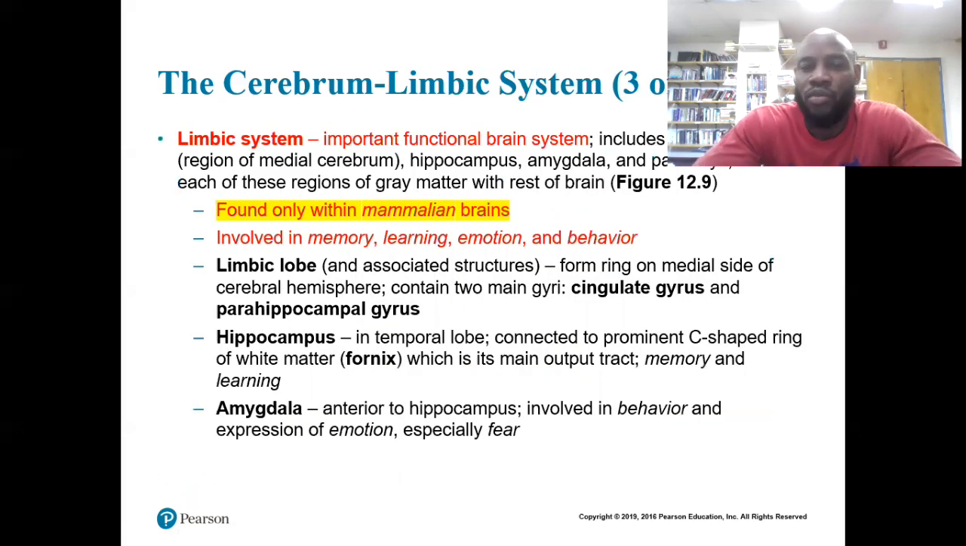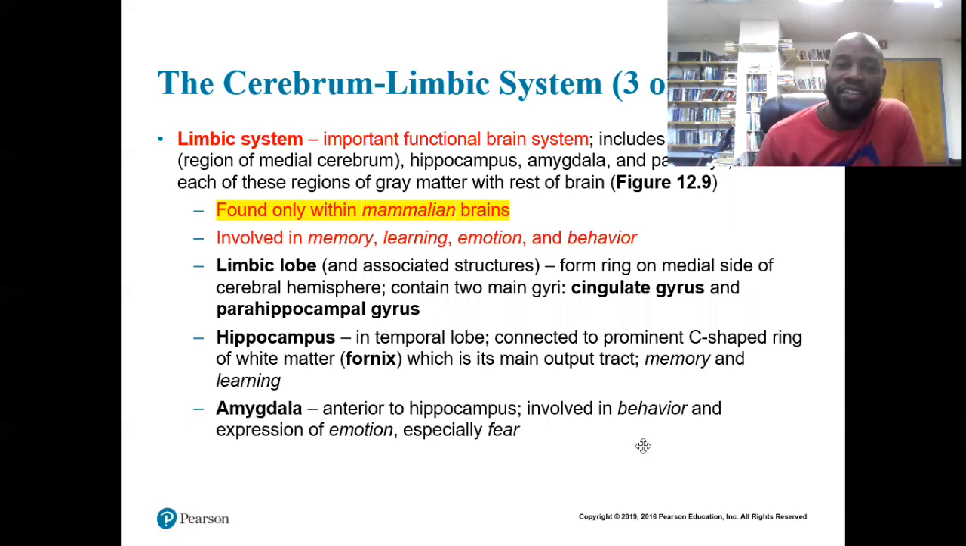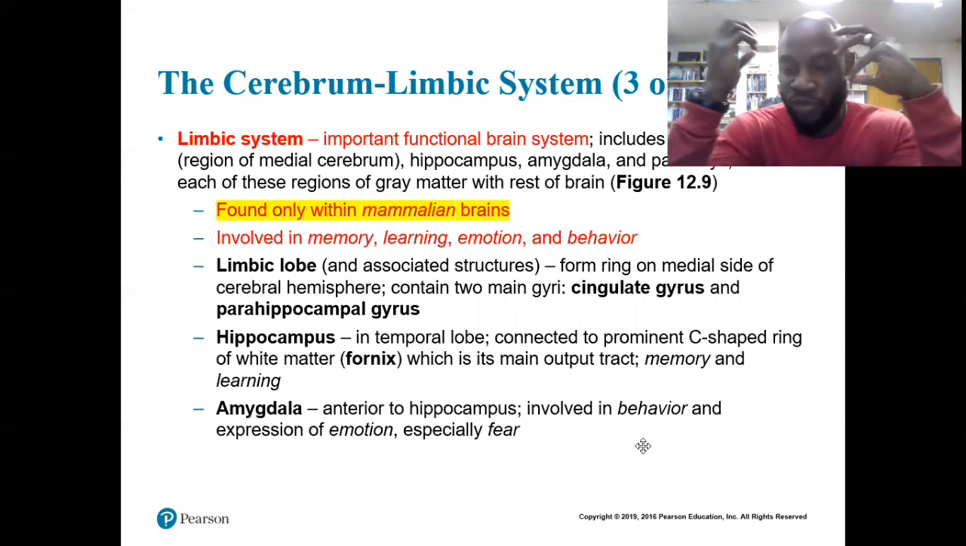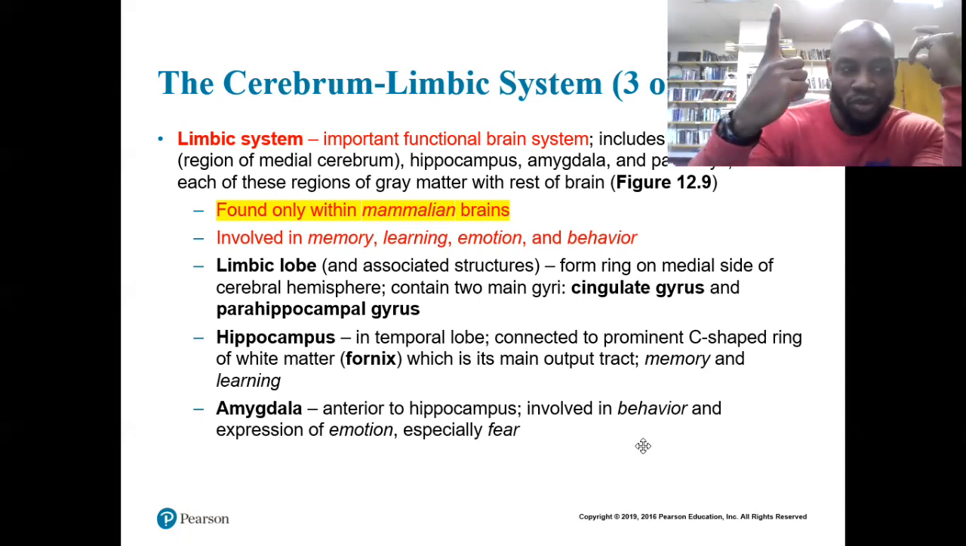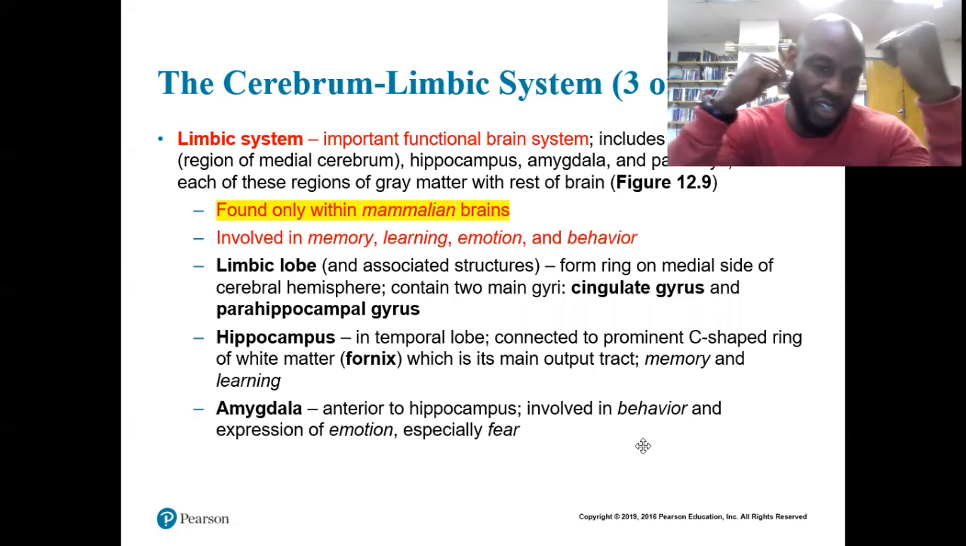So the limbic system is an important function of the brain. It includes the limbic lobe, which is the region of the medial cerebrum, the hippocampus, the amygdala, and pathways. This is found only in mammalian brains. This is why human beings and other mammals are so smart, because we have this ability for our brain to communicate super fast, first of all, white matter, super fast, but communicate different parts of the brain. So this part remembers something, it communicates it to that part, which communicates it to that part.